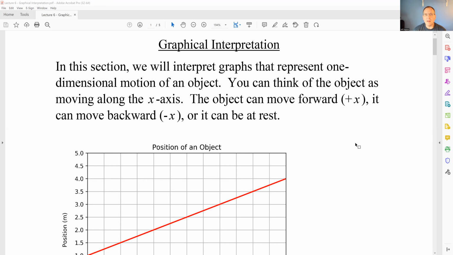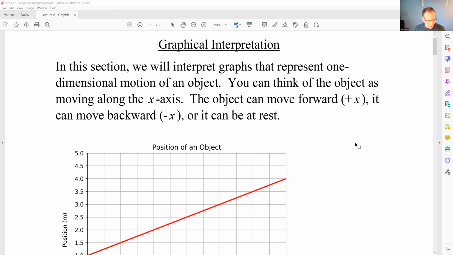Okay, so you can think of these graphs as representing one-dimensional motion. The way I like to think about that is you have some object that's moving along the x-axis, and it could be doing one of three things. It could be moving in the positive x direction, call that forward. It could be moving in the backward or negative x direction, or it could be at rest, right? So it's just one-dimensional motion.